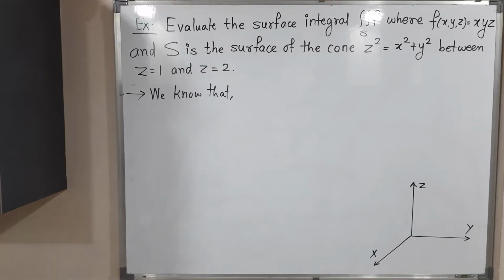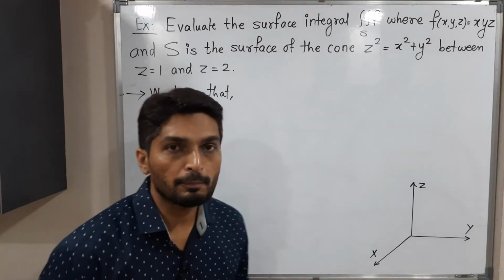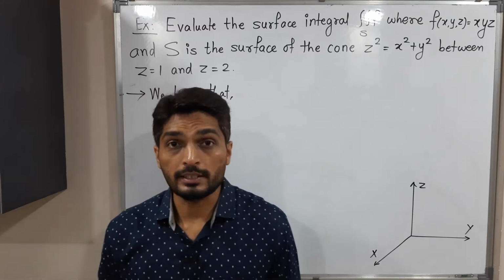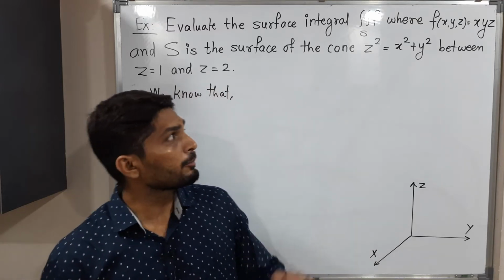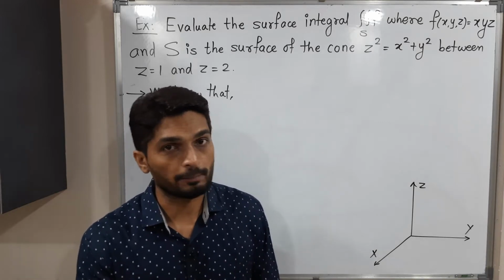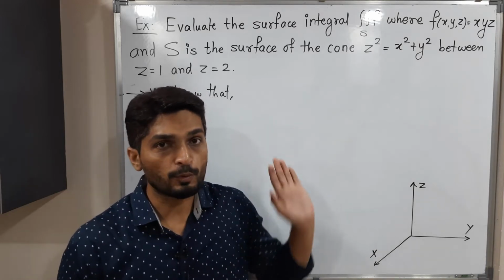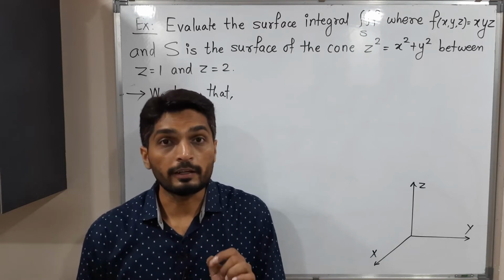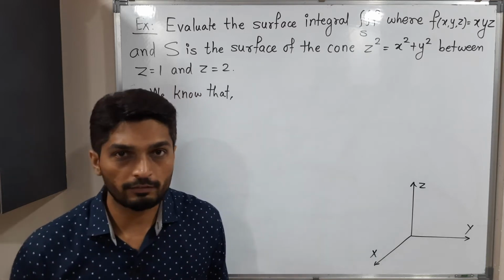Hi everyone, let us discuss this example. In this example we are going to find the value of the surface integral of a scalar field. They have mentioned the given scalar field f of xyz is equal to x into y into z. Surface is also mentioned in this problem. So let me write the definition of surface integral of scalar field first.